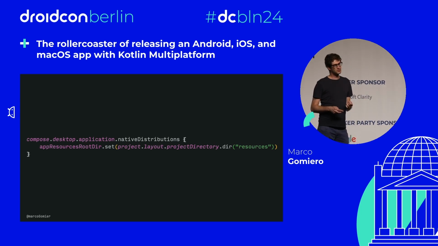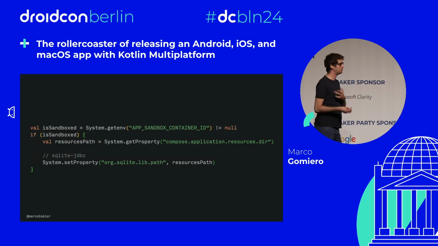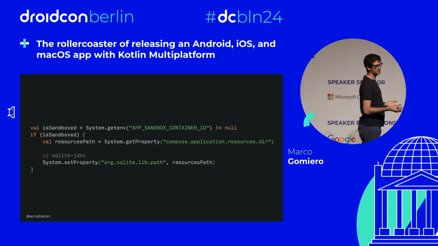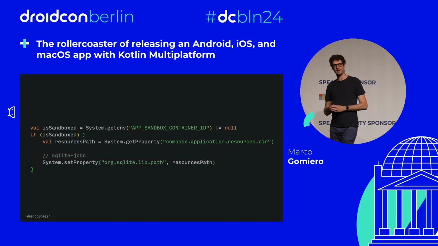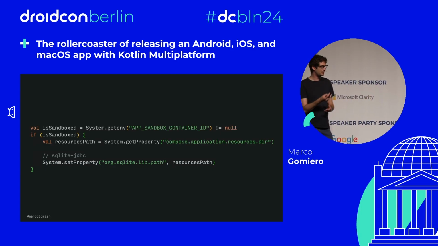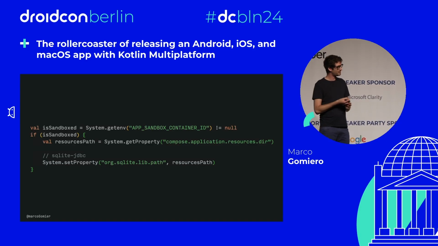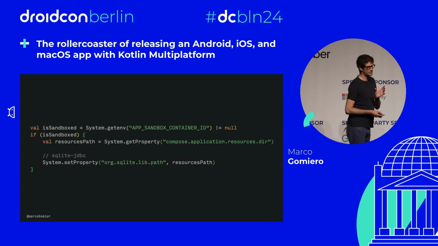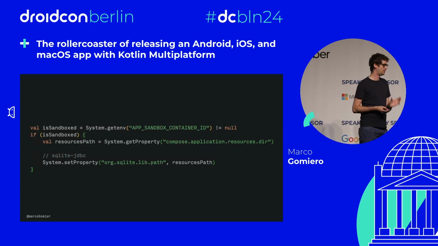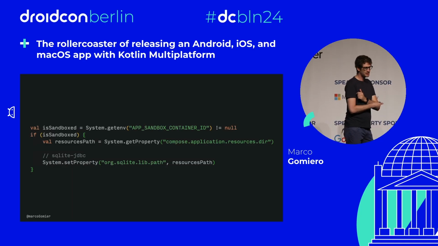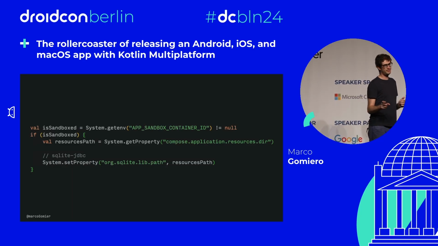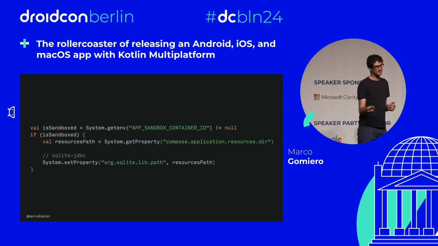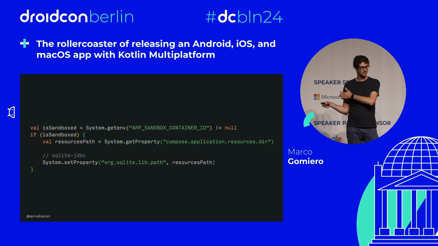And then you also have to tell your code to actually load your native library from a specific folder. So in this case, you can check if you're running in a sandbox by checking environment variables, and then you need to set the path where the JVM can find your native libraries. In this case, I'm setting a predefined path from the SQLite JDBC library, so it's a custom property.